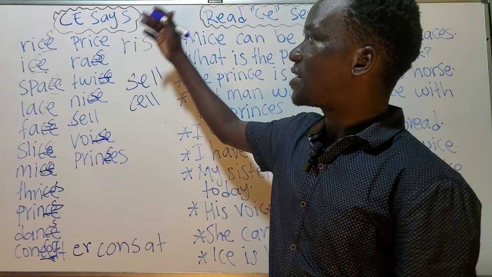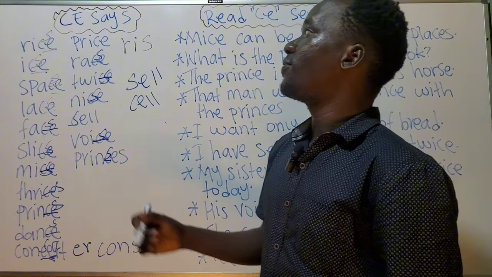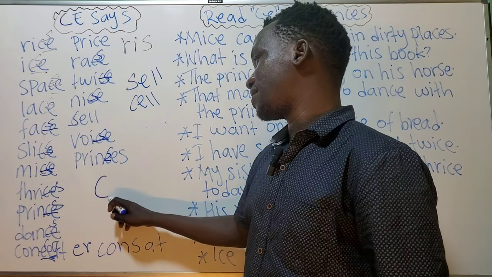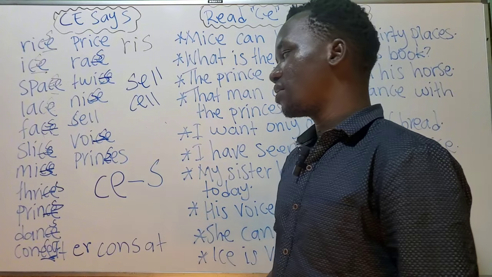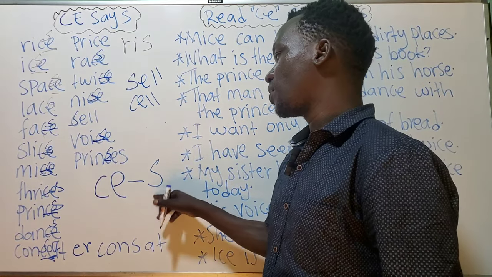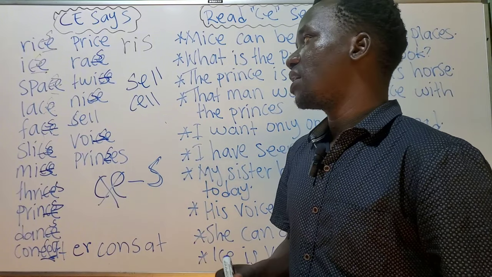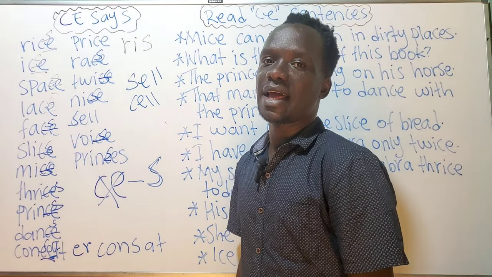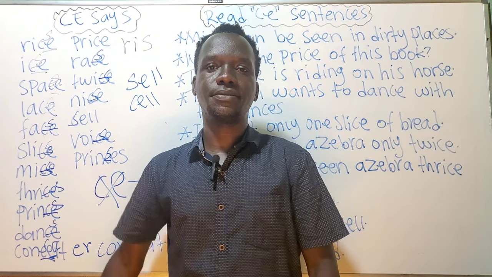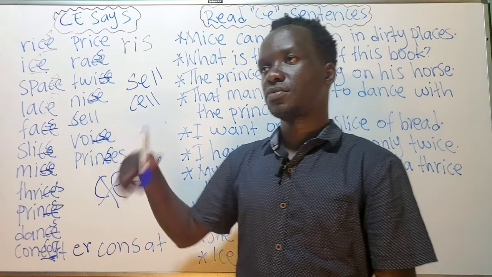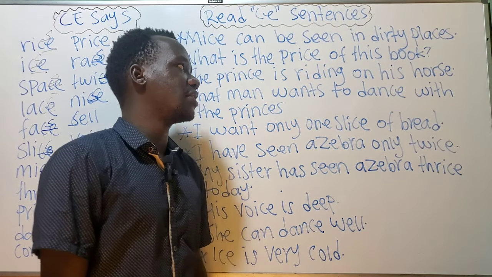This is how you can write and pronounce them. If you meet any word that has CE, you are going to say S. You are going to replace, substitute this and put S. Just as simple as that. In case you have any question, write it in a comment. And also, in case you have not understood, watch the video again so that you can understand.